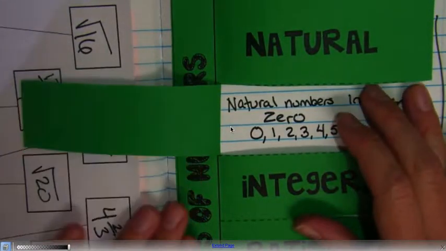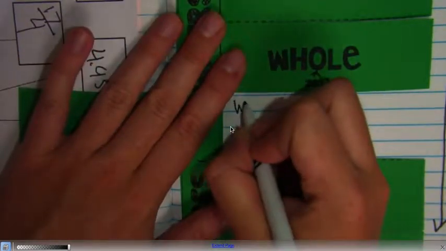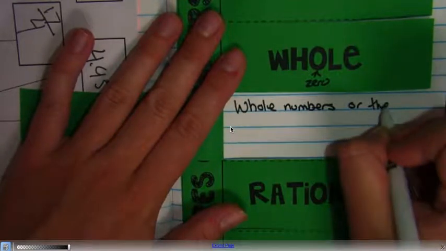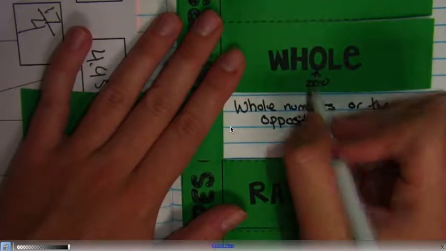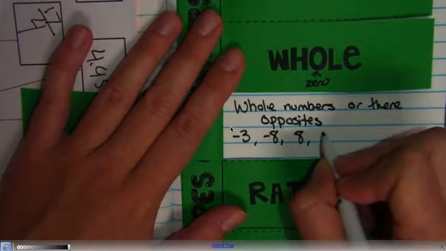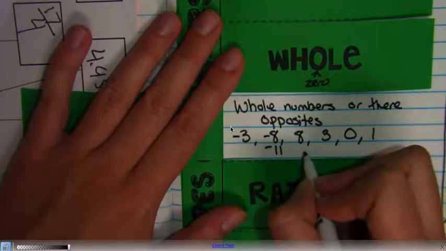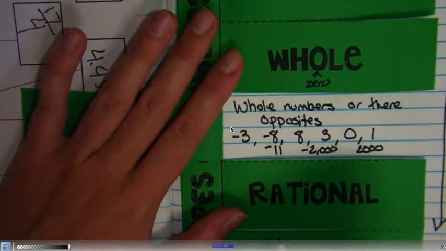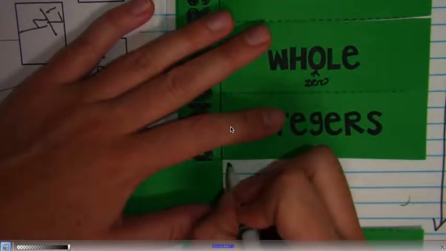All right, now integers. We've dealt with integers all year so far. So integers, we're going to say are whole numbers or their opposites. The only number that doesn't have an opposite is our 0. So we can have -3, -8, 8, 3, 0 is an integer, 1, -11, -2,000, +2,000.